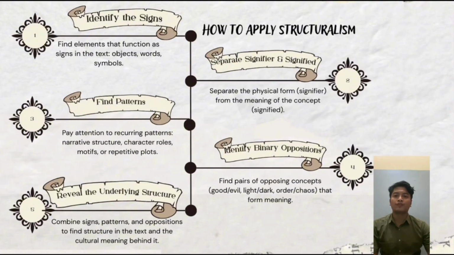And the last is reveal the underlying structure. Finally, you combine your findings, the signs, patterns, and oppositions, to determine the text's deep structure and the cultural meaning encoded in it.